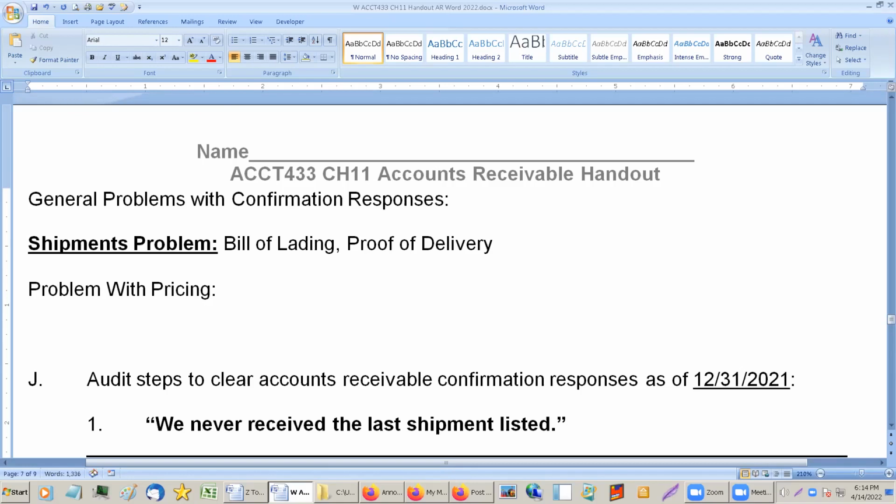Problem with pricing, you probably look at a sales invoice. You might also look at a purchase order.